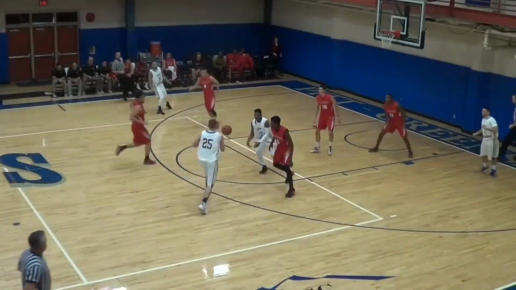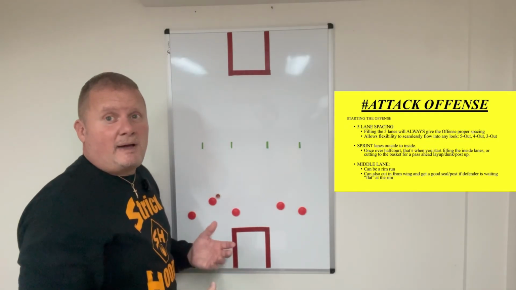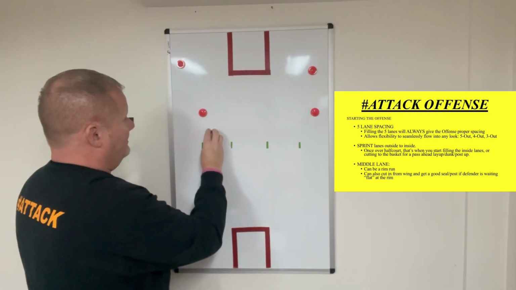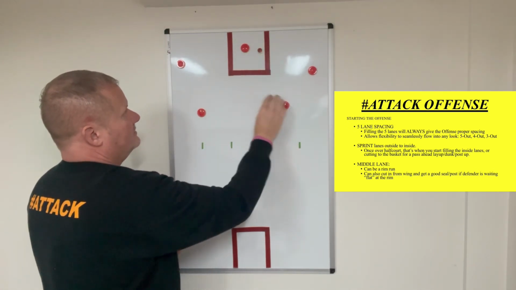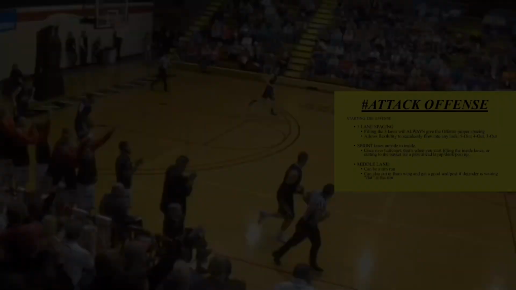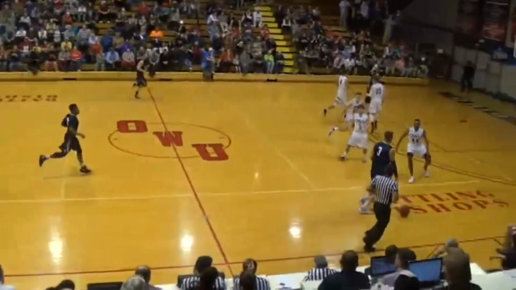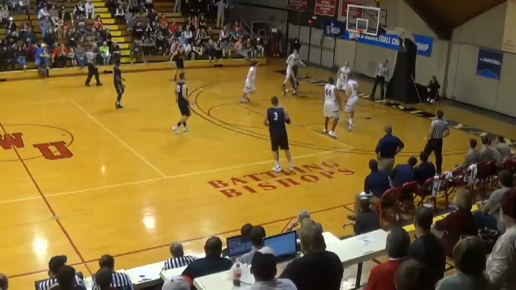Does that stop our offense? Does it stop our spacing? Not at all. Can you get a middle lane by having a cutter? If we're bringing it up here, can we have this person cut through? Absolutely. Skip it across, look in, seal the post, score that way. Again, it doesn't matter if it's a post or guard.